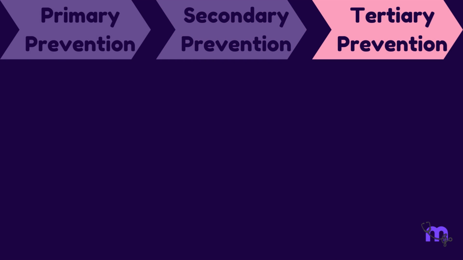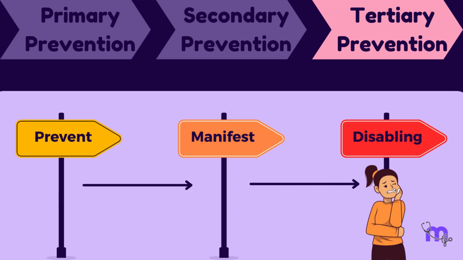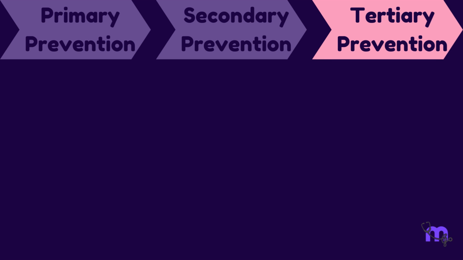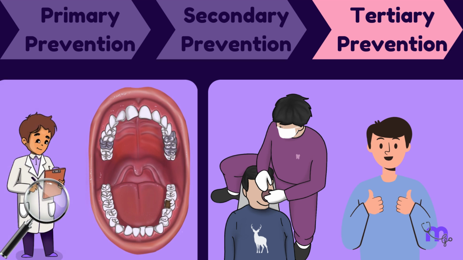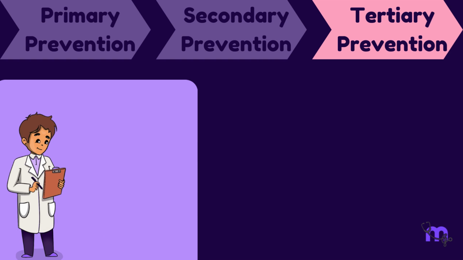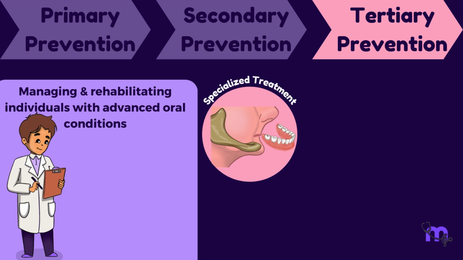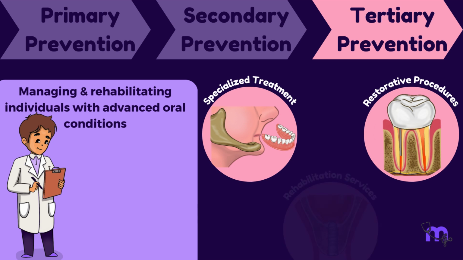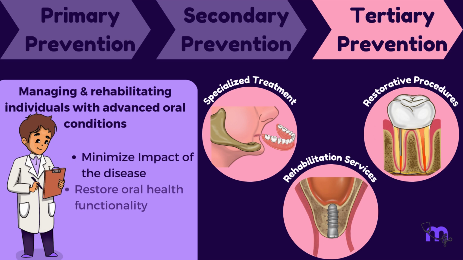Lastly, we have tertiary prevention, which becomes necessary when a disease has progressed to a disabling or chronic stage. At this level, the focus shifts to limiting disability and improving the overall quality of life for individuals affected by oral diseases. Tertiary prevention includes strategies for managing and rehabilitating individuals with advanced oral health conditions. Through specialized treatment, restorative procedures, and rehabilitation services, we aim to minimize the impact of the disease and restore oral health functionality as much as possible.